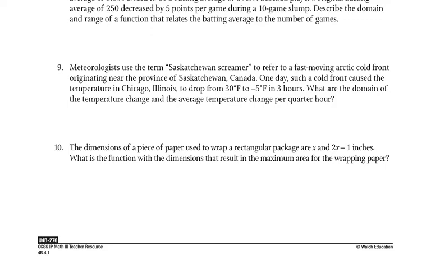Okay, 9. Meteorologists use the term Sacagawea screamer to refer to a fast-moving Arctic cold front originating near the province of Saskatchewan. Did I say Sacagawea? Wow. That's weird. I give up now. One day, such a cold front caused the temperature in Chicago, Illinois to drop from 30 to -5 in 3 hours. What are the domain and the temperature change and average temperature change per quarter hour?